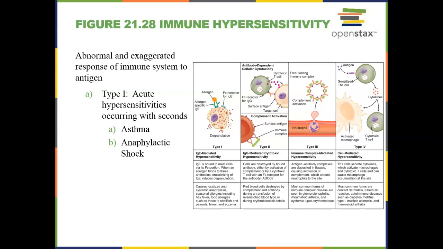The type 1 hypersensitivity, or acute hypersensitivity, is going to occur very rapidly and it can be very dangerous. In this form of hypersensitivity, you can have your airways close up. You can end up having your blood pressure drop significantly. And this can lead to anaphylactic shock. An example of a disorder that shows type 1 hypersensitivities is asthma. Another one would be a peanut allergy.